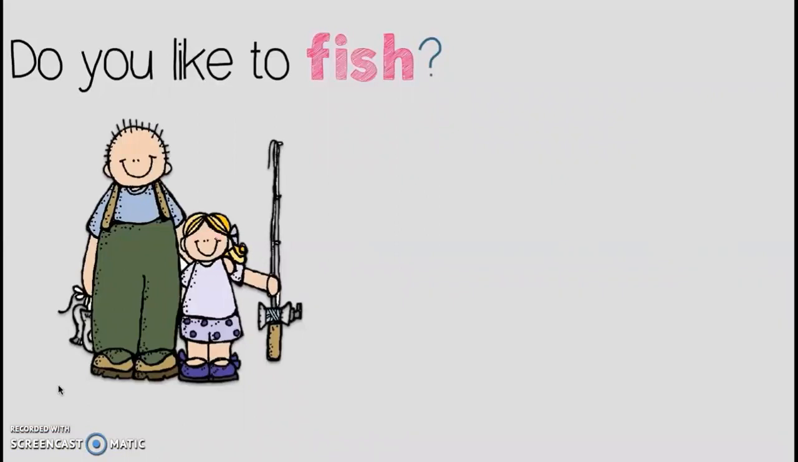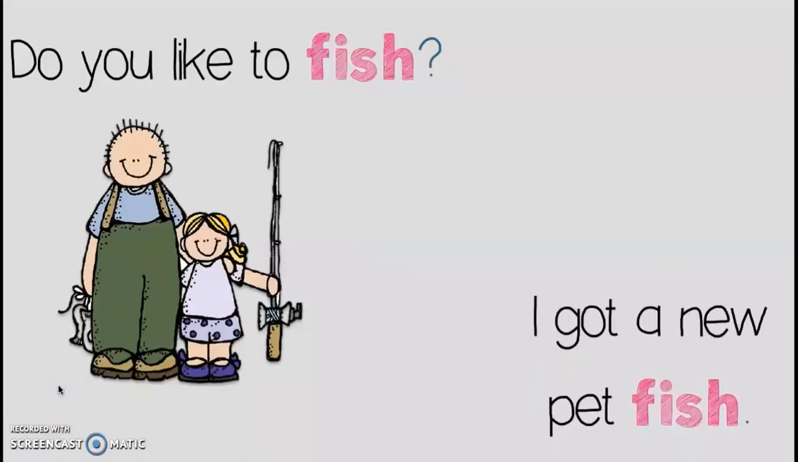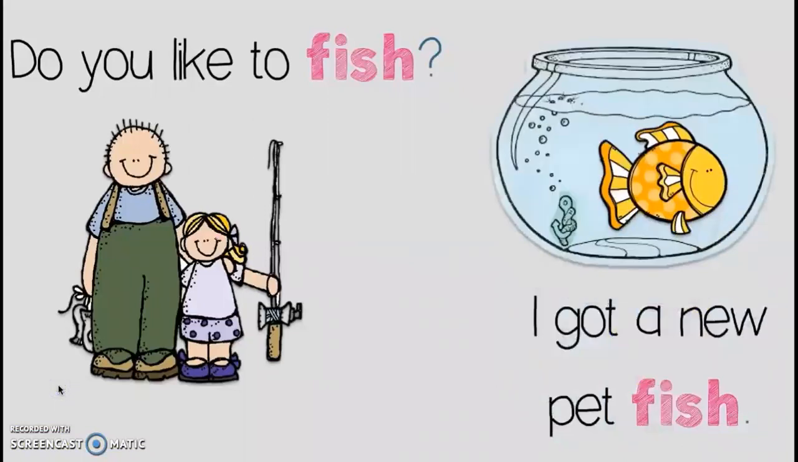Look at this sentence. Fish is a multiple meaning word. I got a new pet fish. Oh, like my new pet Goldie. In this sentence, I got a new pet fish. Fish is talking about the animal. See how fish is a multiple meaning word? That means it means more than one thing.